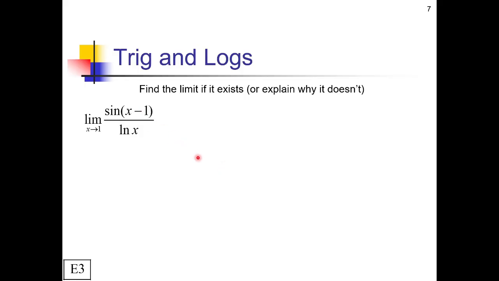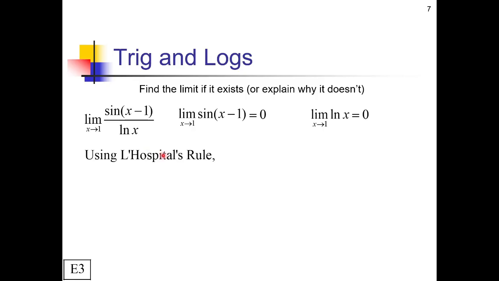All right, so just like before, we're going to take the limit of the numerator and the denominator separately to see what we get. So first, let's do the limit of the numerator, sine of x minus 1. If I plug 1 into this, I'm going to be taking sine of 0, which is 0. Now let me do the limit of my denominator, so the limit of ln of x as x approaches 1. And if you plug 1 in for x here, the ln of 1 is also 0. So we get 0 and 0, which means we can use L'Hopital's rule.